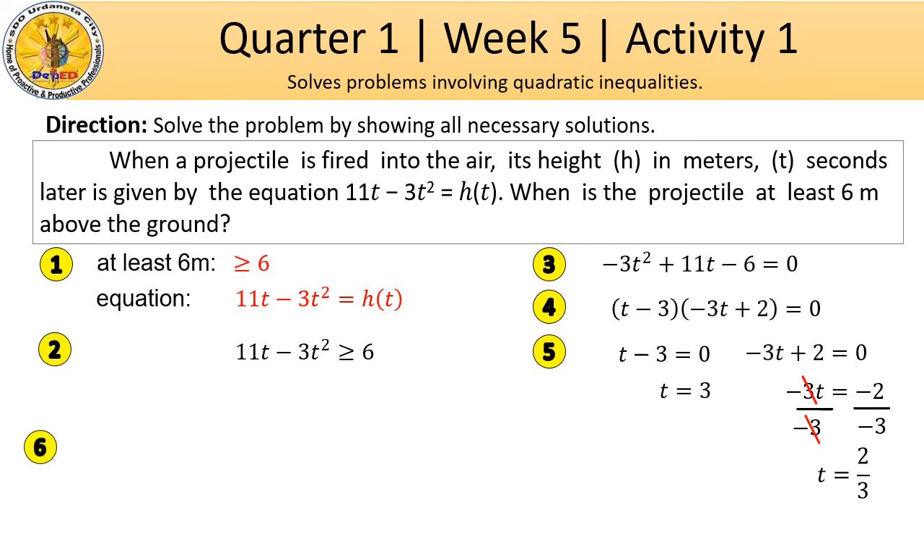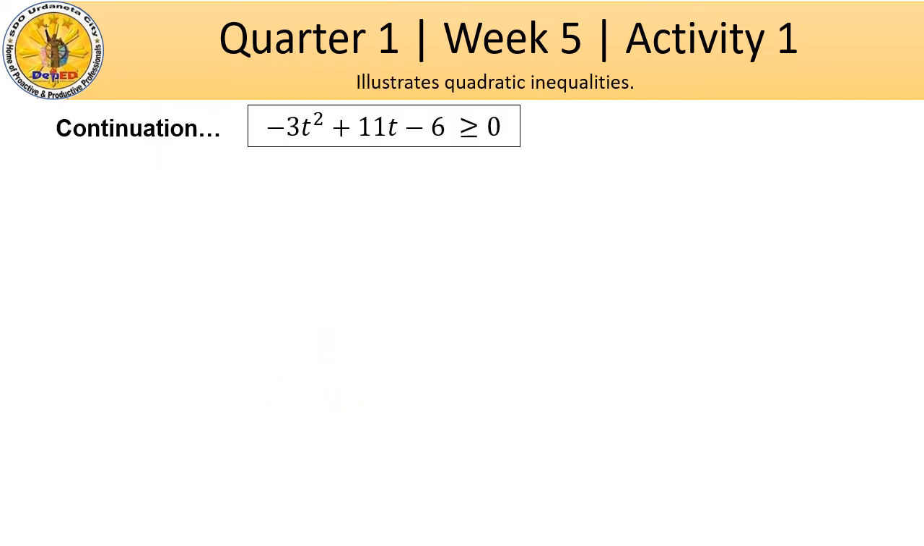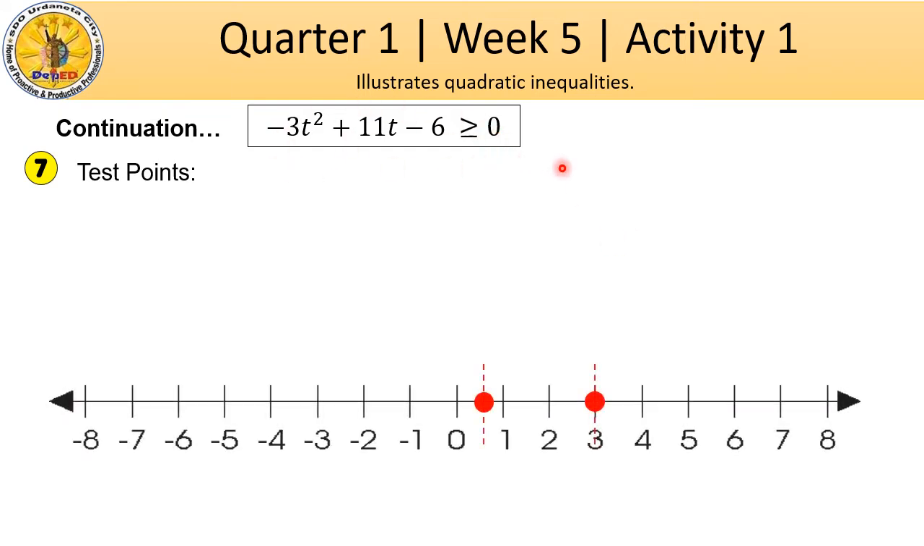Step number 6, we divide the number line into regions using the roots 3 and 2/3. So, 3 here and 2/3 naman dito. And then, the circle that we're going to use is shaded circle. Kasi, ang ating inequality symbol dito sa ating quadratic inequality ay greater than or equal. Last step is to find the intervals using the test points that will satisfy our quadratic inequality. So, mamimili ulit tayo ng test points sa regions na ito.